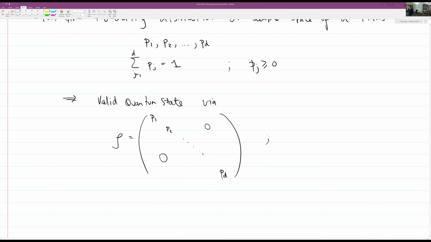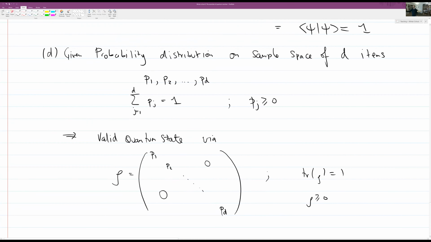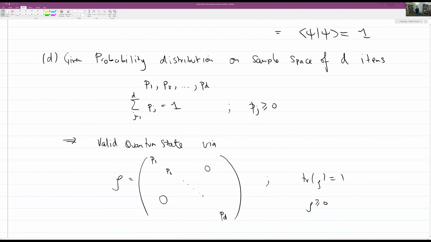Well, let's check, right? According to the definition, it has to have trace equal to 1, and the eigenvalues have to be greater than or equal to 0. And so let's check that. Well, the trace equal to 1, that's perfect, right? That's just the sum of the diagonal entries, which is exactly what you need for these numbers to form a probability distribution. And the eigenvalues being greater than or equal to 0, well, that's also straight away given to us because the matrix is diagonal. So the diagonal entries are the eigenvalues. And they're all greater than or equal to 0 because this is a probability distribution.